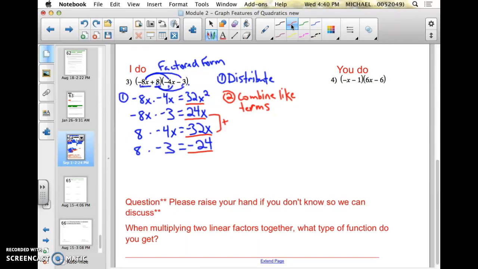So I'm going to add those together. Now, 24 plus a negative 32 is a negative 8. So I'm going to put negative 8x. That's the linear term. So I used to have 24x and then a negative 32x. Those combine together to give me negative 8x because 24 plus negative 32 is negative 8. So I have just done step 2. There were only 2 terms to combine. Now finally, step 3 is the same as before.